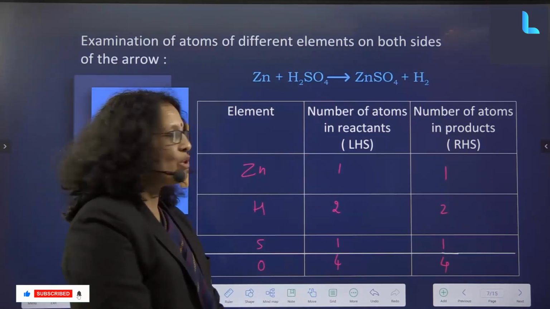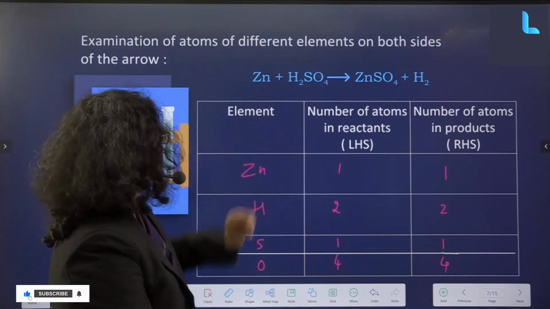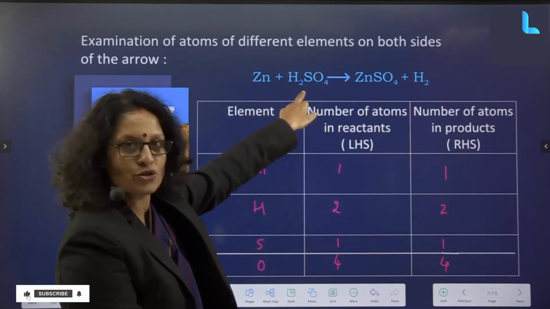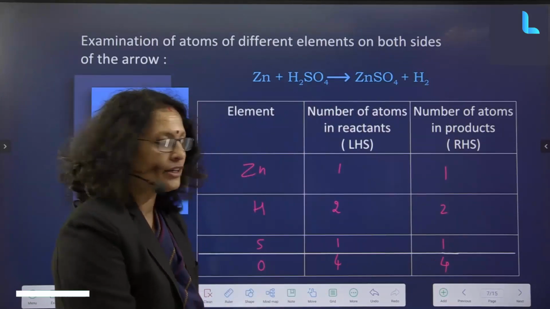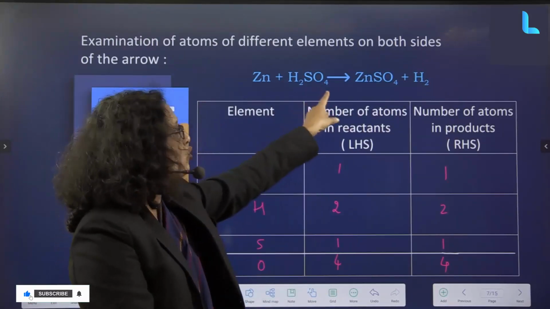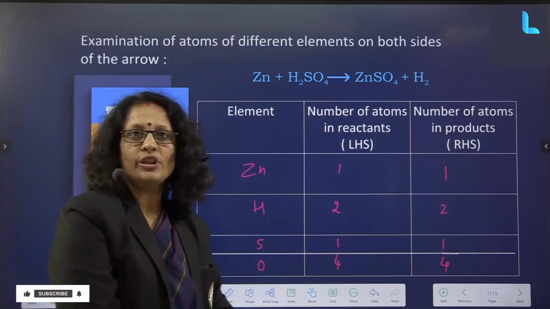Now on the left hand side, the number of atoms in the reactant. How many zinc are present? 1. How many hydrogen are there? There are H2, 2 hydrogen. Sulfur, there is 1 sulfur atom, and oxygen there are O4. So there are 4 oxygen atoms present. We have written the count.